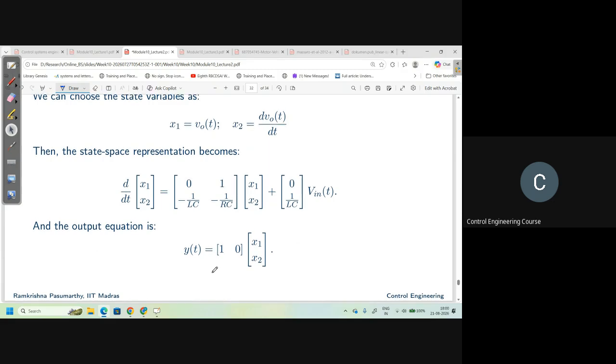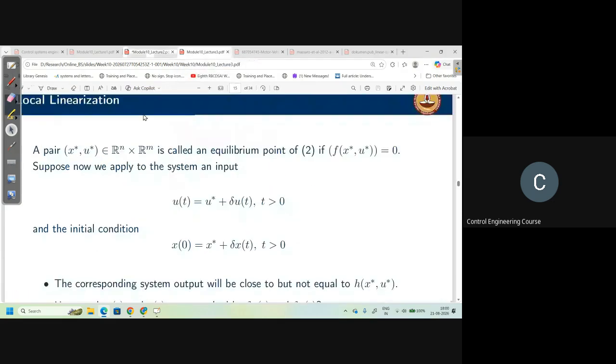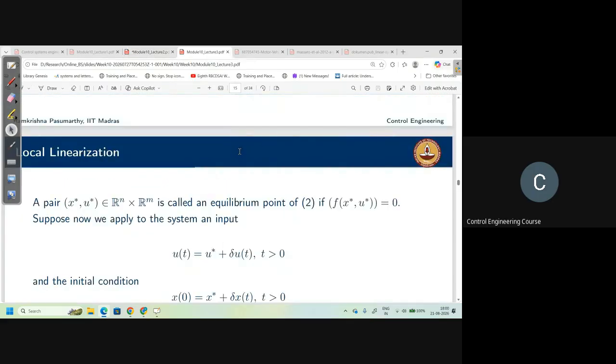So the next module is linearization. So far we have learned about linear systems, right? We are assuming that the system is a linear time invariant system, and we have learned how to derive the transfer function and then how to analyze the system response. Then you design the controller, so the system behaves as per your requirement.